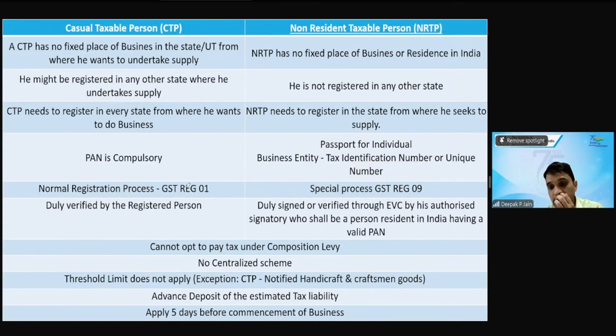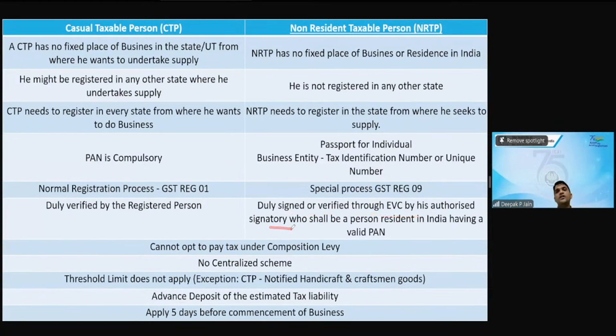Normal registration process, how we do REG registration. Similarly, for a CTP also, we have to apply through REG 01. For an NRTP, there is a special process which is through REG 09. So this is the difference. REG 01 for CTP and REG 09 for NRTP. CTP is duly verified by the registered person. In case of NRTP, duly signed or verified through an EVC by his authorized signatory.